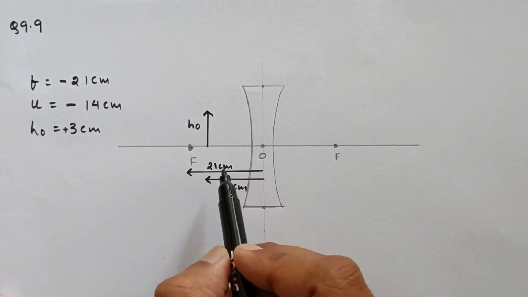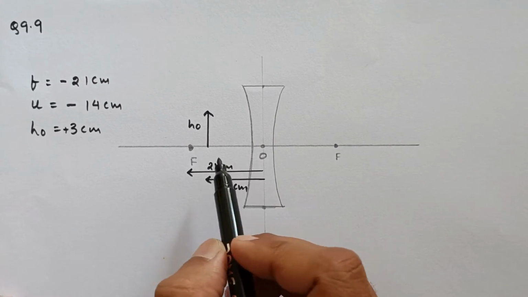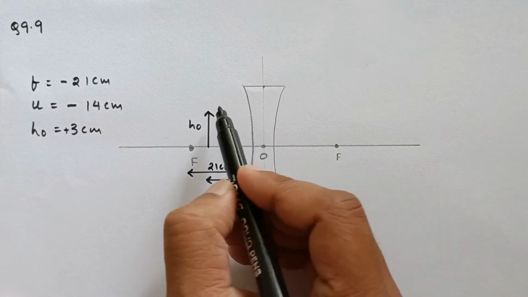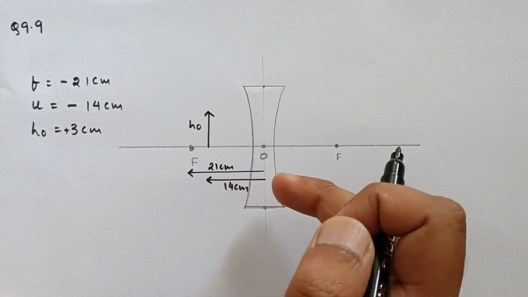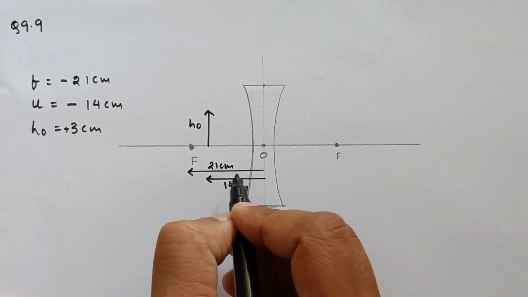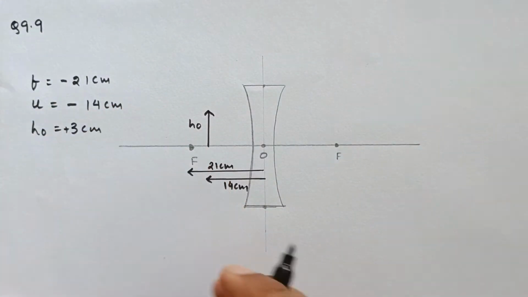The focal length of the lens is 21 centimeters, which has to be negative because it is opposite to the direction of incident ray. So this would be the direction of incident ray, and the focal length is in the opposite direction. So is the object distance, which is 14 centimeters, so negative sign.